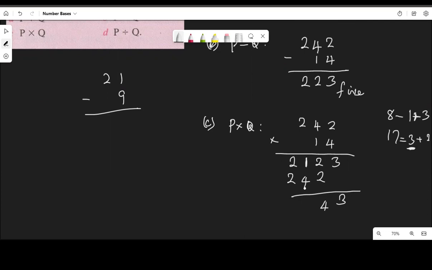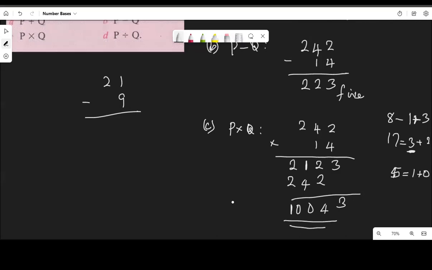But my operation is in base 5, so I cannot write 5 here. In 5, how many 5 can I get? One bundle of 5, remainder 0. So the 0 that remains, that is what I'm going to write. This one bundle of 5, I'll take it to the next column. Then that 1 plus this, that is 3. 3 plus this, 5. Again, I'll write 0, then take the 1 bundle to the next side. So our answer is 1, 0, 0, 4, 3 for this operation.